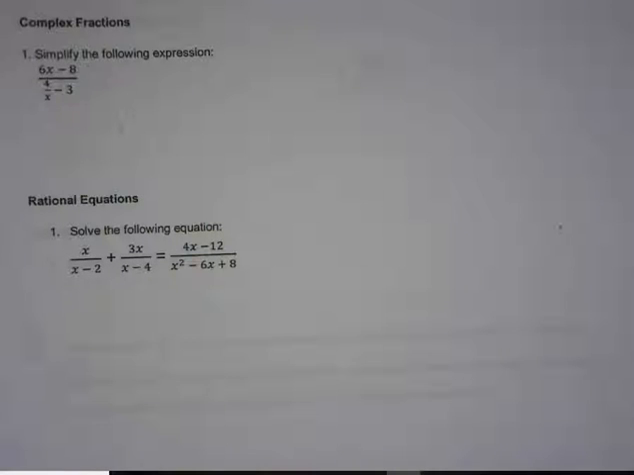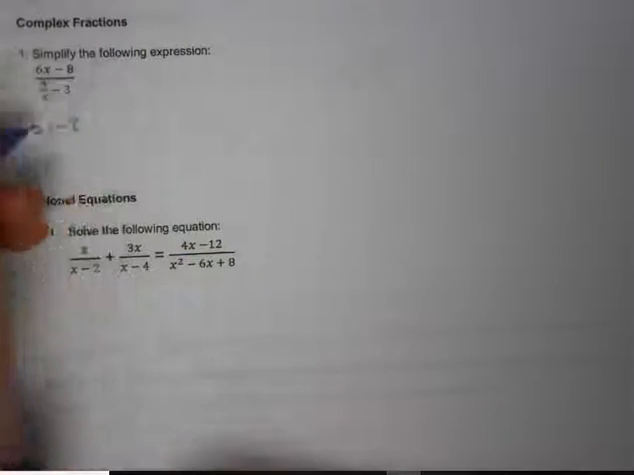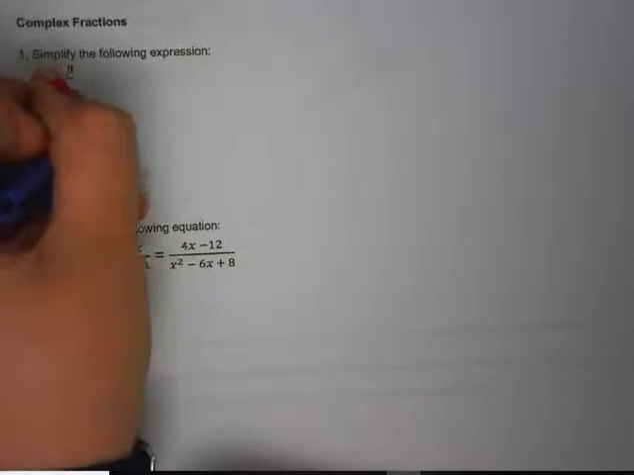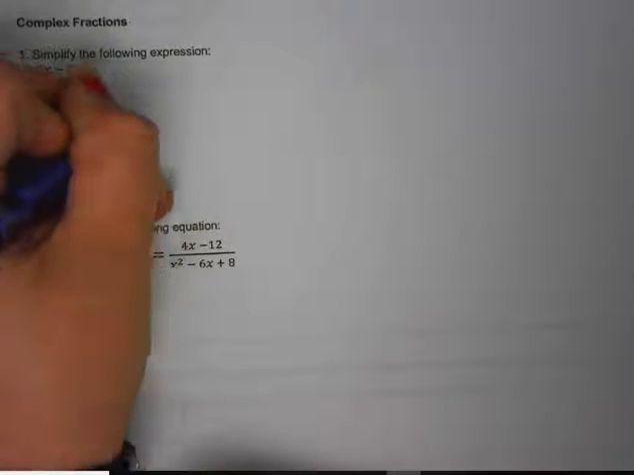Okay guys, so now we're on page 3 of your review. Number 1 at the top, complex fractions. So we're going to rewrite this as a regular division problem, the 6x minus 8 over 4 over x minus 3. So first we're going to go ahead and write 6x minus 8, and we're going to write that as divided by 4 over x minus 3.